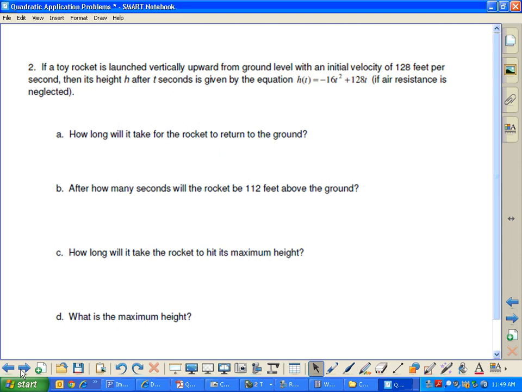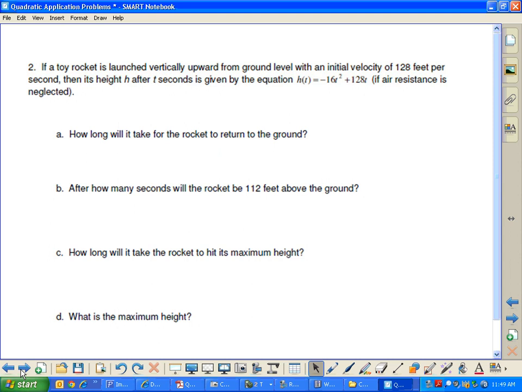It says after how many seconds will the rocket be at 112 feet above the ground? How long will it take for the rocket to hit its maximum height? And what is the maximum height of this rocket? So the first thing I do is read through the problem. They told me what I know and what I don't. I don't know h and I don't know t. Those values are going to vary.